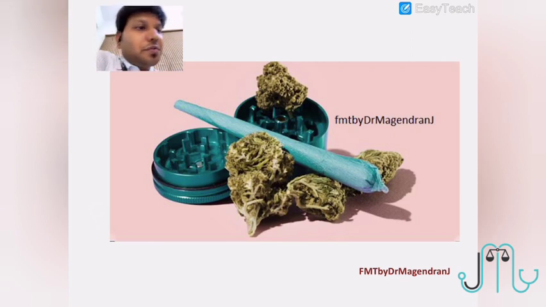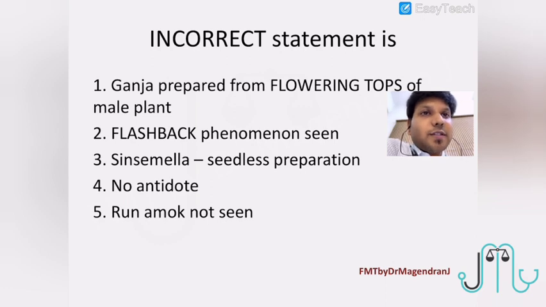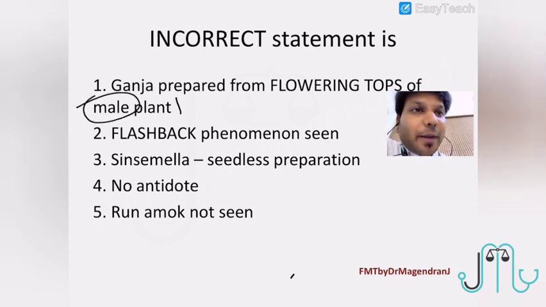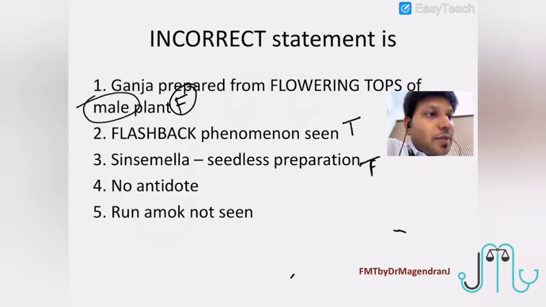So this is the image which was shown. The very commonly abused substance, that is your cannabis. Which is the incorrect statement regarding cannabis? Ganja is prepared from flowering tops. Yes, flowering tops of the female plant, not the male plant. This is a false statement. Flashback phenomenon is seen. Yes, flashback phenomenon is seen not only in LSD, we can also see that in cannabis. Sinsemilla is a seedless preparation. Yes, that is true. That's a correct statement.